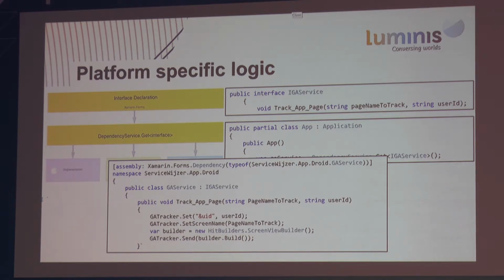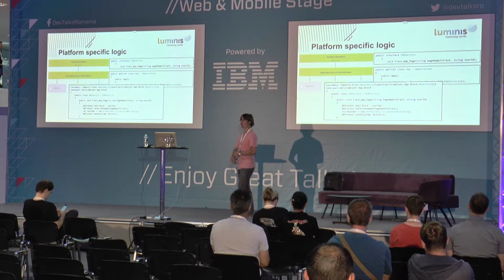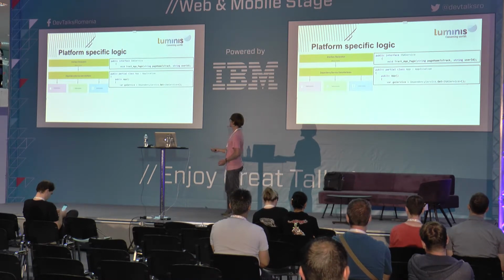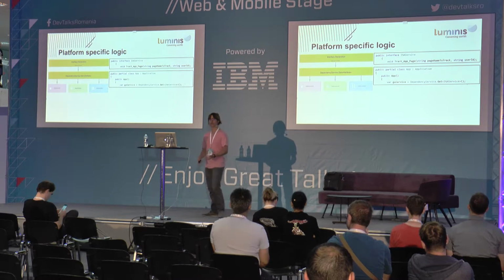So this way you can implement platform-specific code, but still call it in the same way. Because when we look at our shared code, we can just call the track app pages from this object, and it will be executed in the way we want on a specific platform.